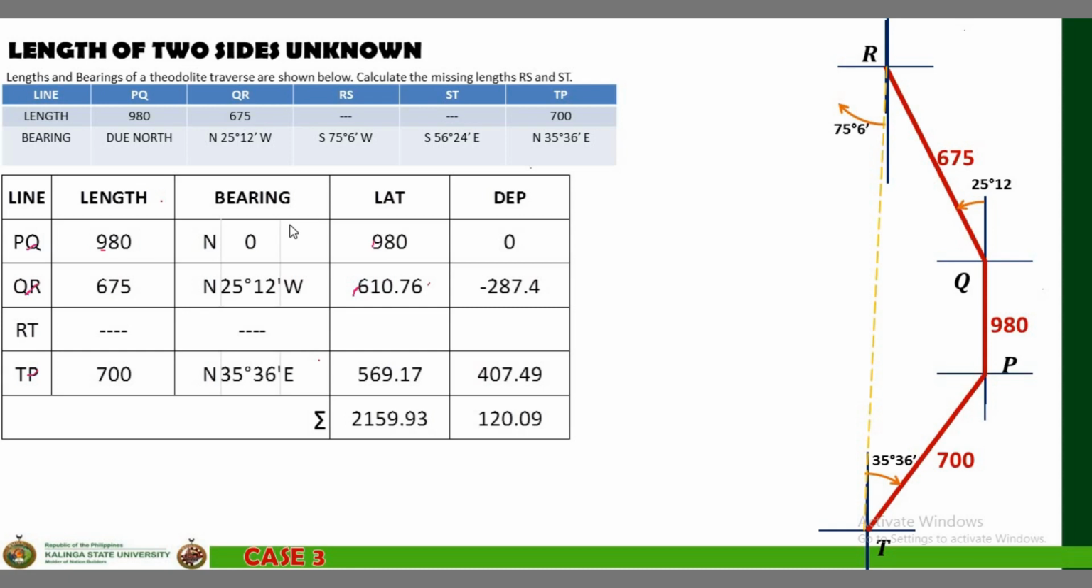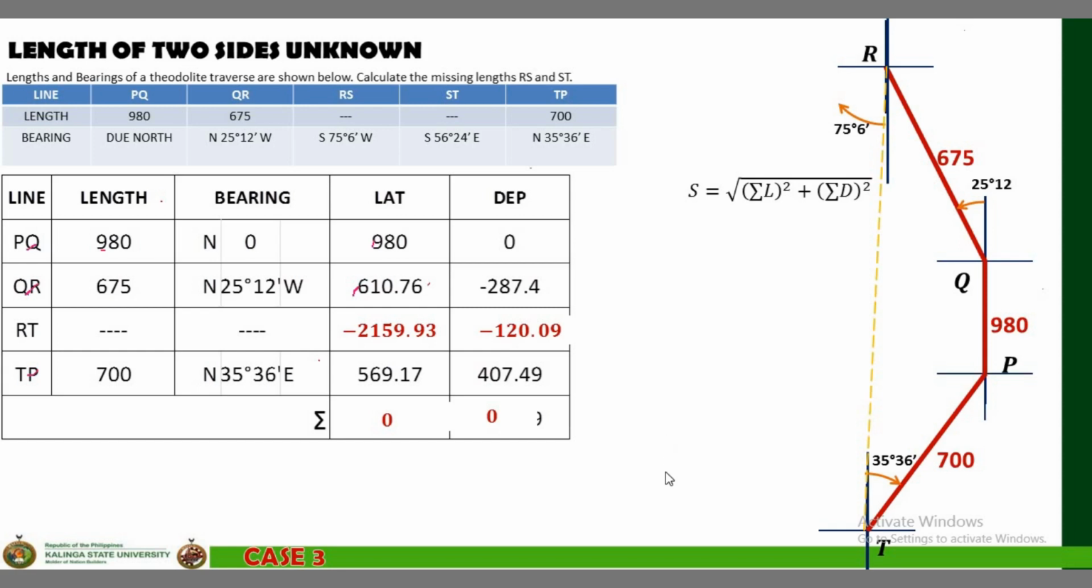And if you look at the table, this becomes case 1. The latitude of RT is the same as 2,159.93 but opposite in sign. Same with my departure, which is equal to 120.09, but it becomes negative to be opposite in sign. So if I take the sum of all the latitudes, it becomes 0. The same with the departure, it also becomes 0. Now we get the length and bearing.